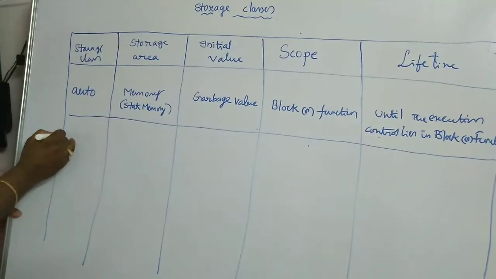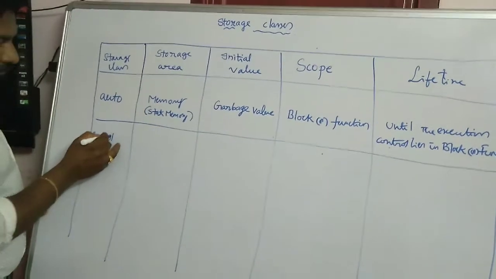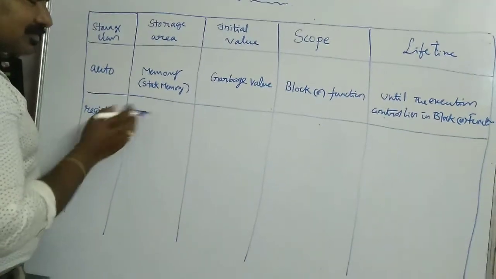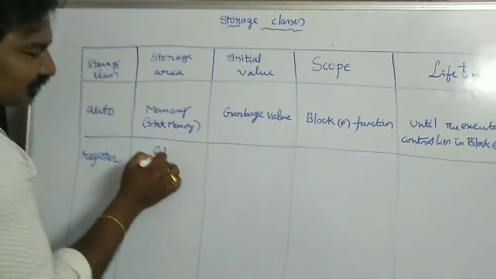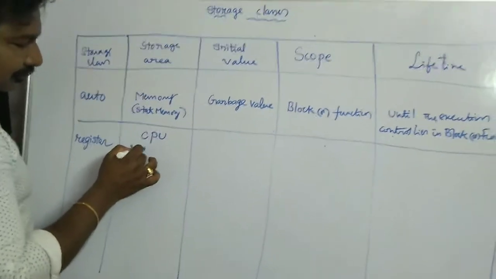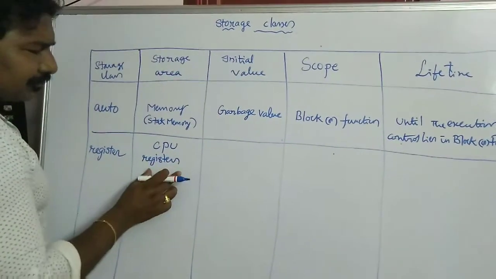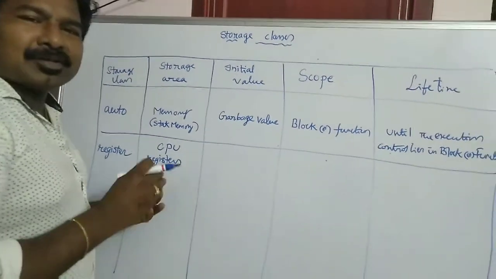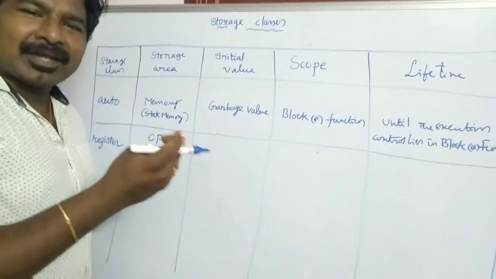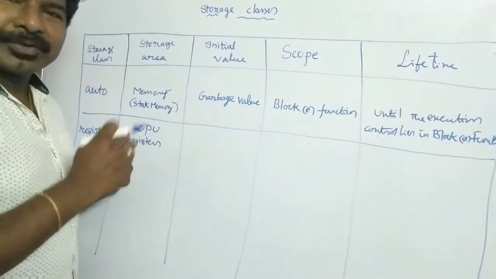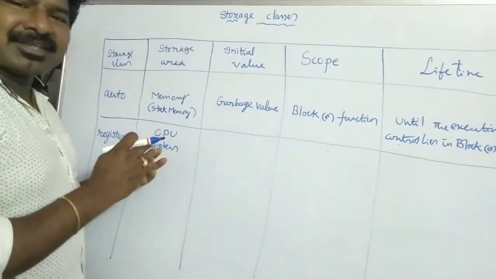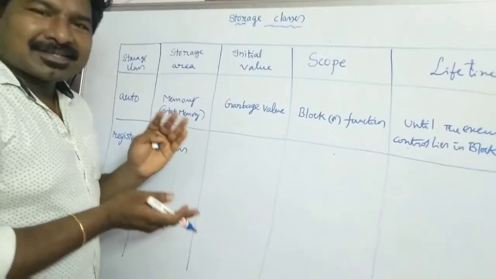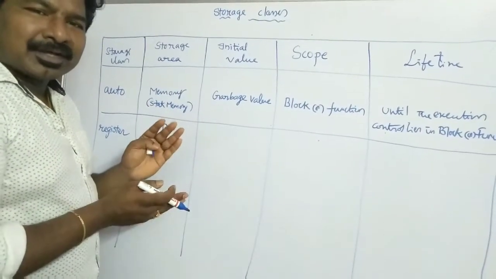Okay, so coming to the register storage class. The specialty of the register storage class is that the variable gets stored in the CPU registers. So the storage area is the CPU registers. You may get a doubt: what is a register? A register is a small storage area where the values of variables get stored. There will be a bunch of registers inside the CPU, used to store the variables.